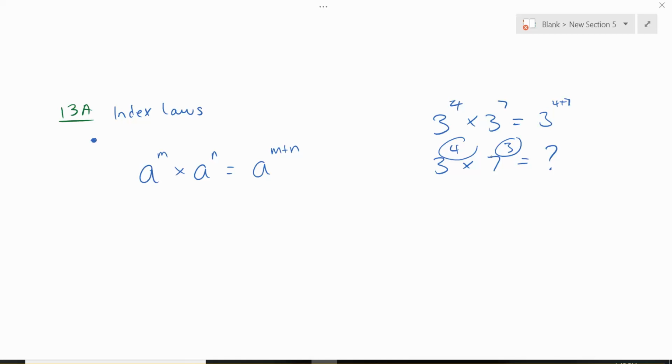Okay, so the bases have to be the same. That's what the rule's saying. Both letters are the same. Okay, so that's rule number 1. If you multiply with the bases the same, you can add the powers. Then what's rule number 2?